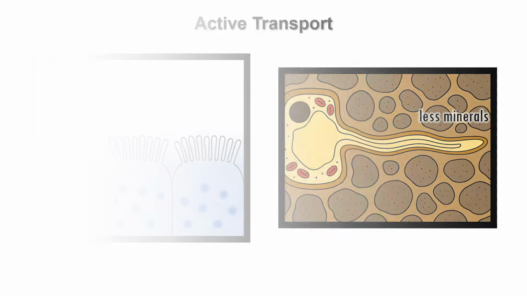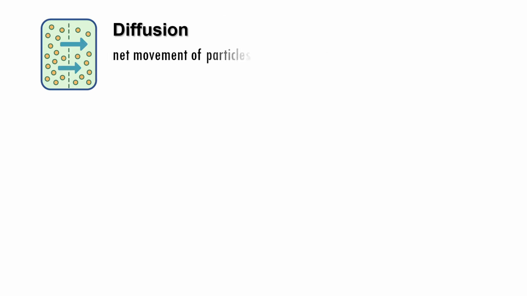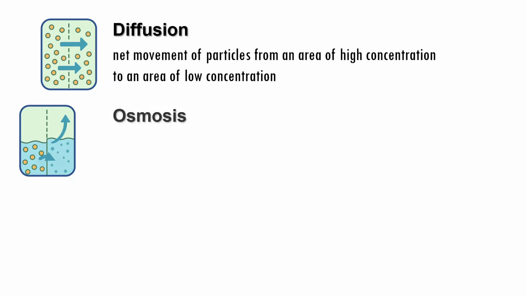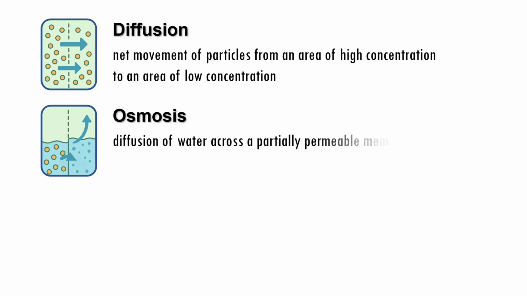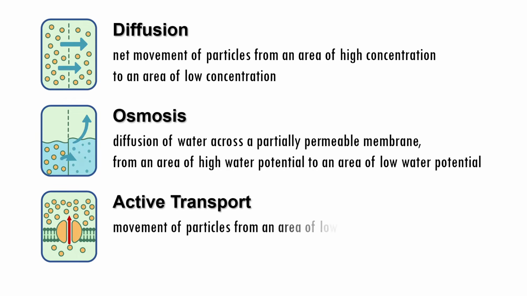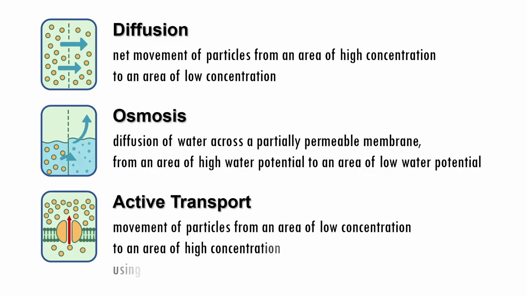As a quick recap, diffusion is the net movement of particles from an area of high concentration to an area of low concentration, without using energy. Osmosis is the diffusion of water across a partially permeable membrane from an area of higher water potential to an area of lower water potential. Active transport is the movement of particles from a region of low concentration to a region of high concentration using energy from respiration.